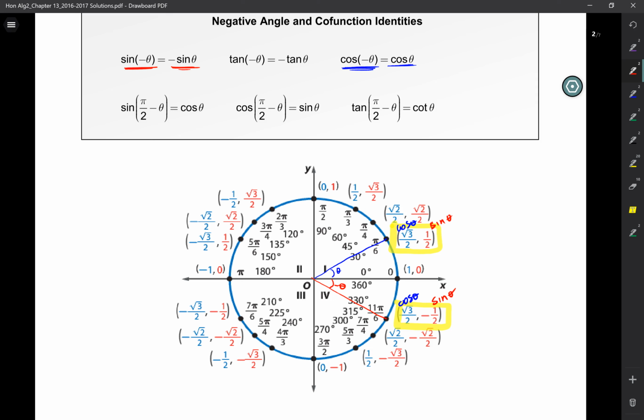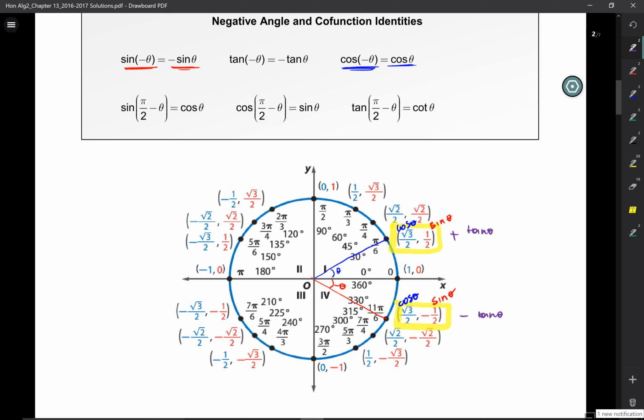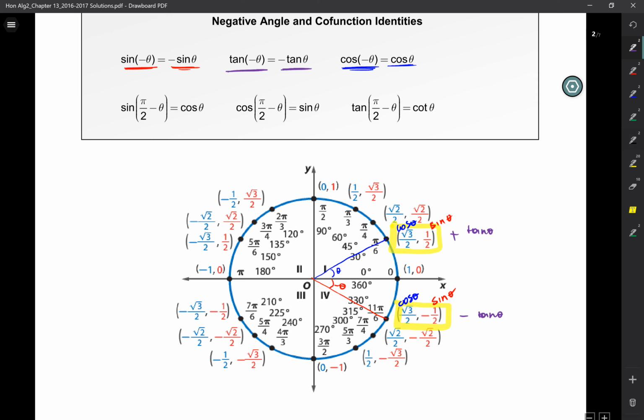What's tangent? It's y over x, right? So now, look at positive theta. If I were to do y over x, what would the sign be? Positive. If I do y over x here, what would the sign be in the bottom? Negative. So then, tangent of theta, if you have a positive angle versus a negative angle, differs in sign. So tangent of negative theta is the negative of tangent of theta. So then you're like, okay, we totally got lucky. Okay, well, let's pick a different two.